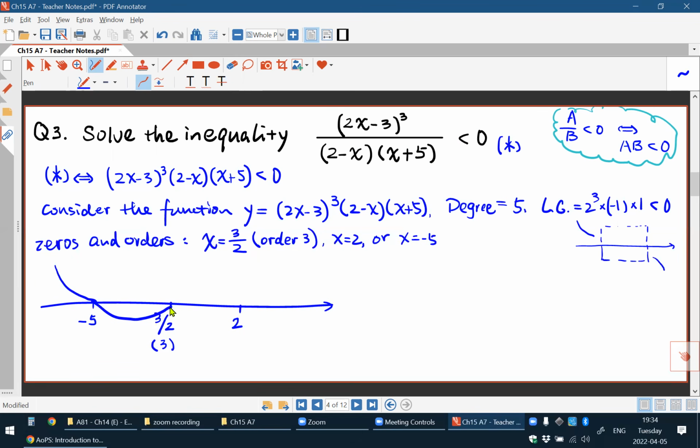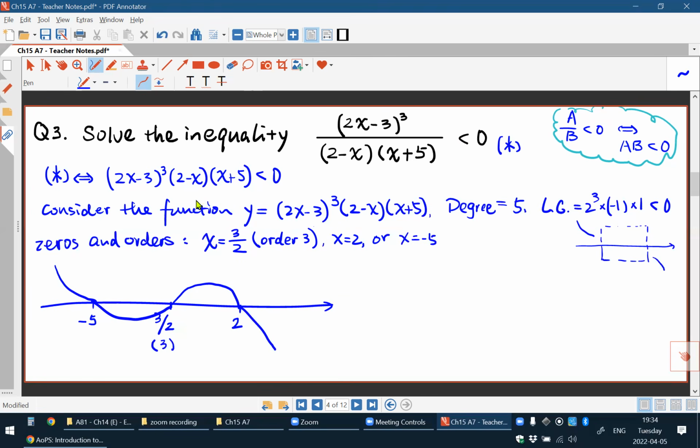Next 0 has order 3, which is also an odd number. So this function will cross this point and go all the way to the next 0, which also has order 1. Order 1 is an odd number, so it will cross this point again. Then this function has a sketch like this.